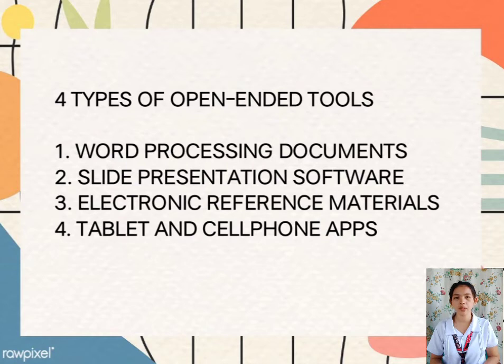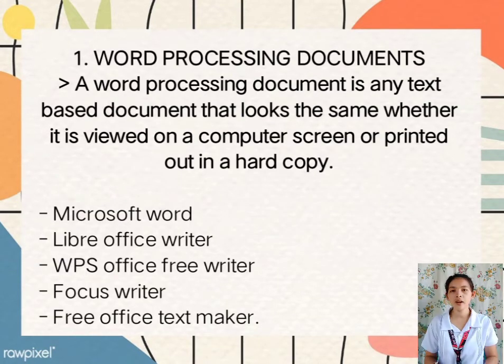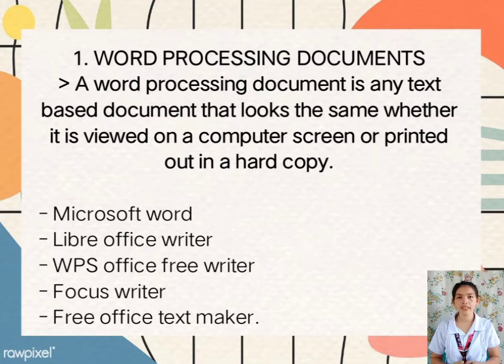First, word processing documents. Second, slide presentation software. Third, electronic reference materials. And last, tablet and cell phone apps. Number 1, word processing documents. A word processing document is any text-based document that looks the same whether it is viewed on a computer screen or printed out in a hard copy. So basically, this is a software in which you can edit text-based documents, insert pictures, shapes, and even graphs to creatively present handouts or activity worksheets to your students.